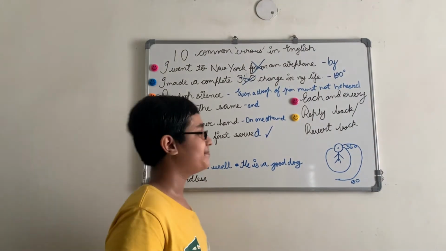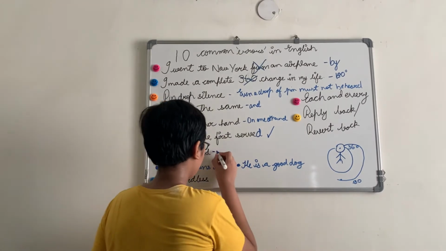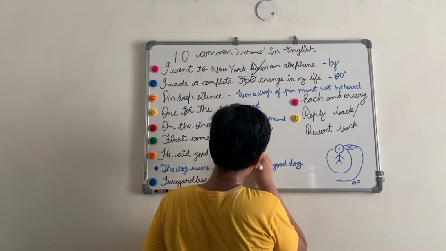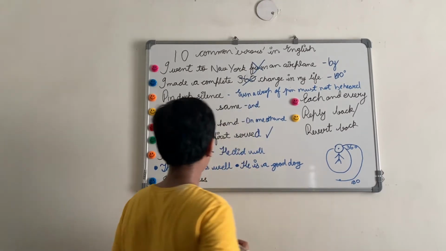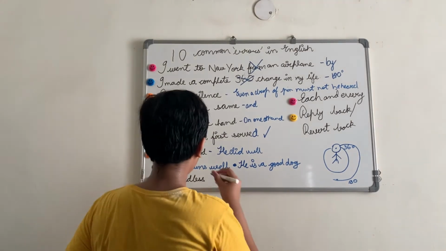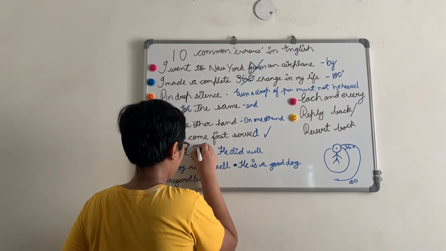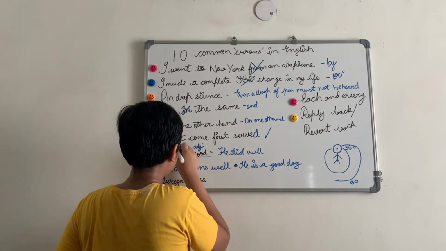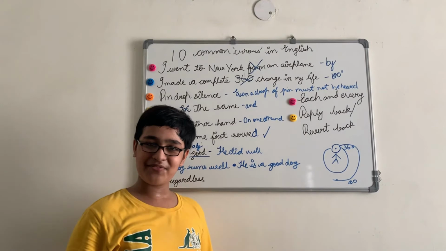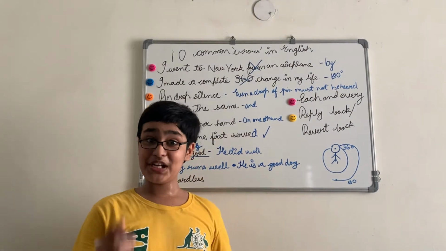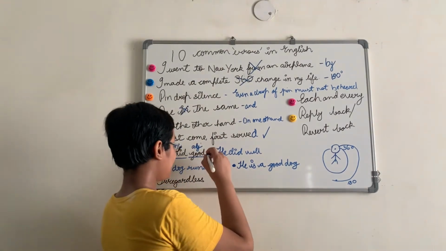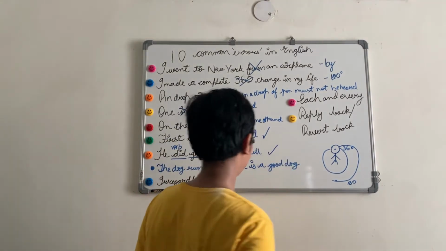"He did good." Okay, the correct one for this is "he did well." Now why I'm saying "he did good" is not right: if you notice, good is an adjective and did is a verb. So have you ever heard an adjective describing a verb? No, right? You have heard an adverb describing a verb. So that's why this is wrong and this is right.